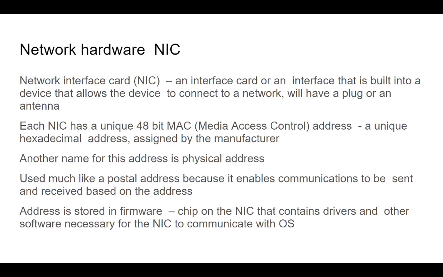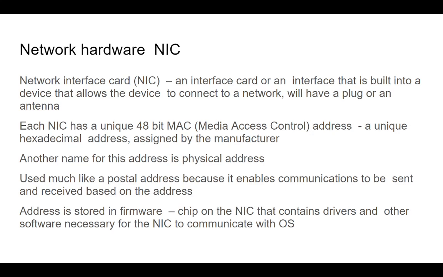So we go back to the NIC. Each of our nodes, in order to communicate on a network, must have a NIC. That's either a NIC with a physical interface that we plug in, or an antenna. Each NIC has a unique 48-bit MAC address. I talked about this before briefly. It's unique, and it's assigned by the manufacturer. Another name for this is the physical address. It's more like the actual serial number of your house rather than anything else, because it's physical. It's stored inside the firmware.